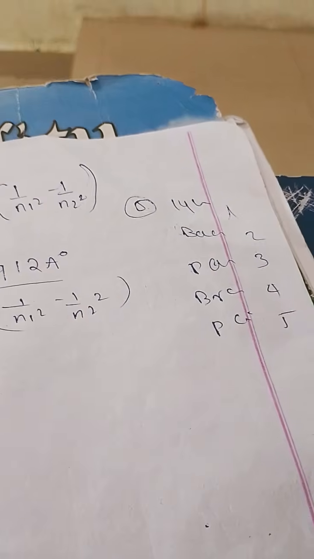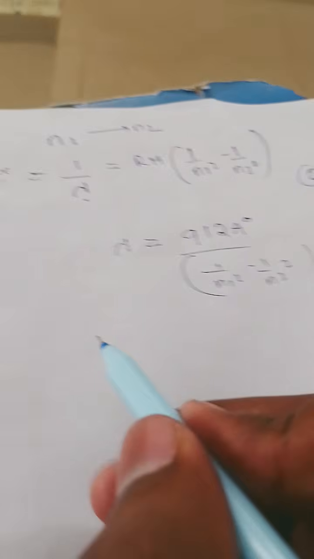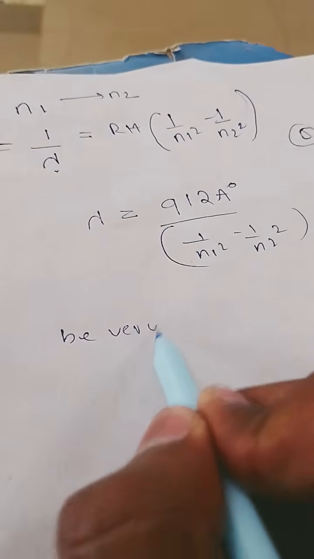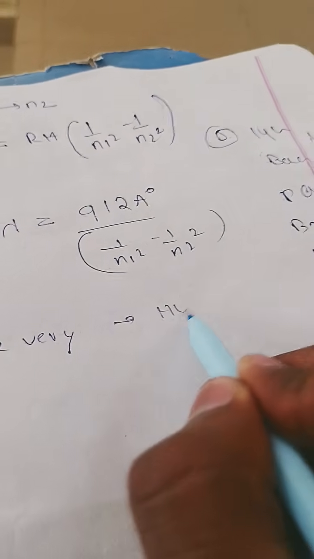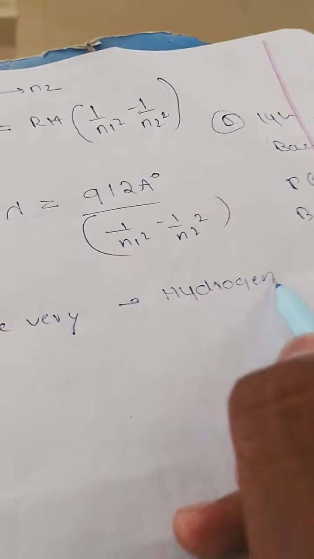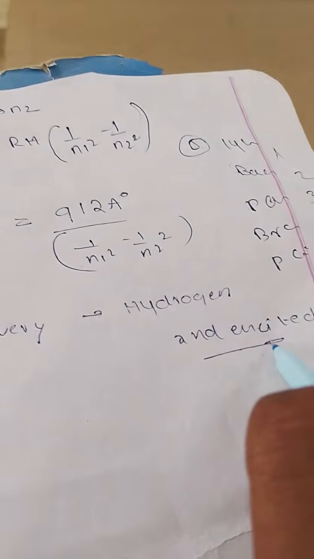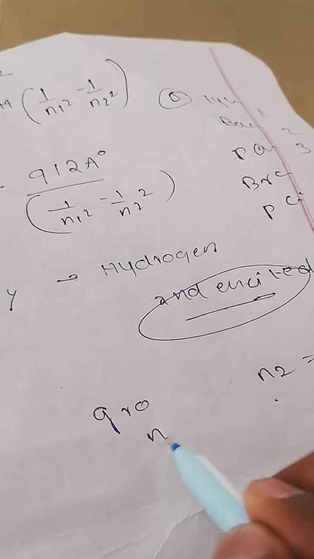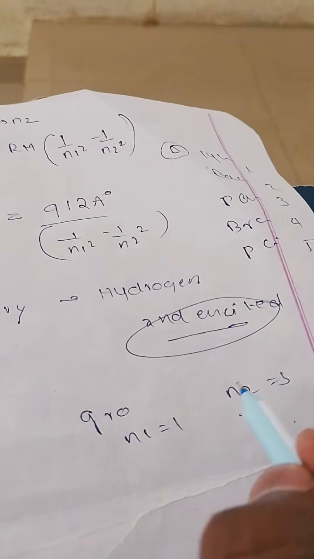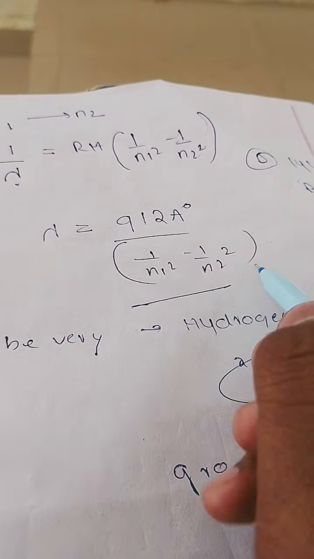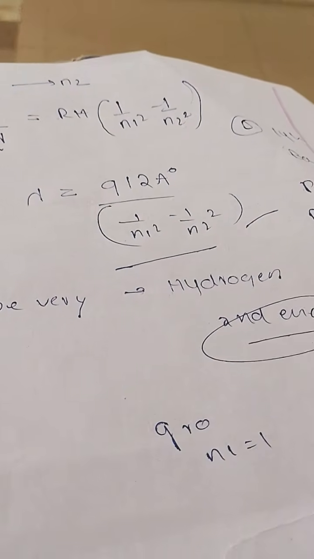While doing this type of question, we have to be very careful. They will give a hydrogen atom in the second excited state. Second excited state means we have to take n2 as 3. If it is excited from the ground state, n1 is equal to 1 and n2 is equal to 3. Keeping these in that equation, we can solve.